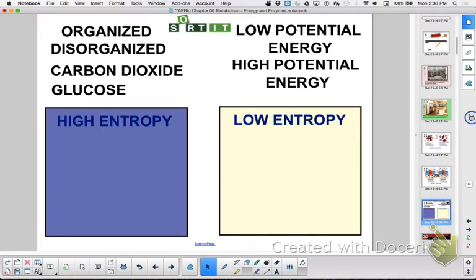Look at the sun. Look at a light. Go look at the light. All right.